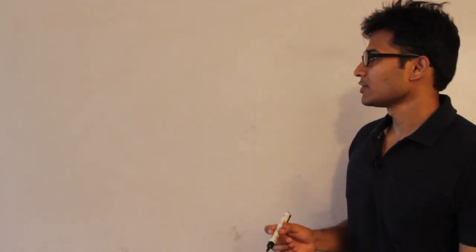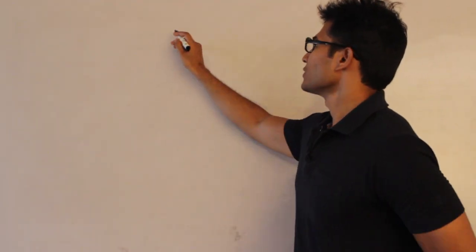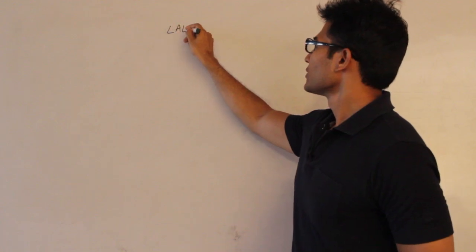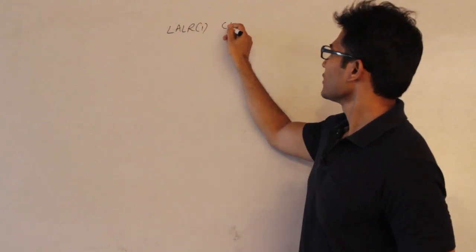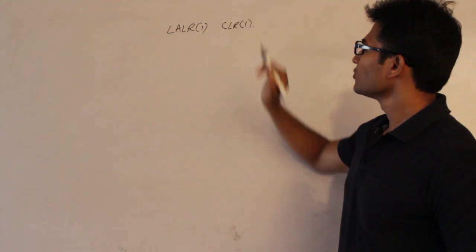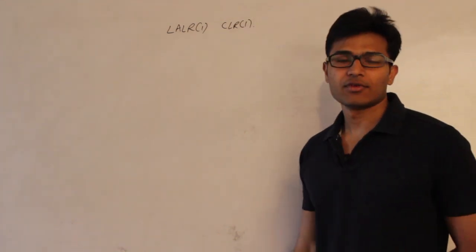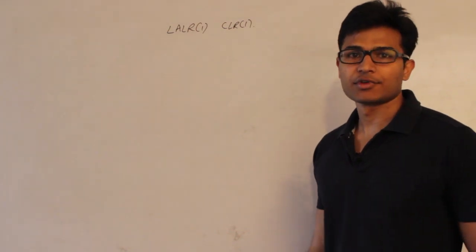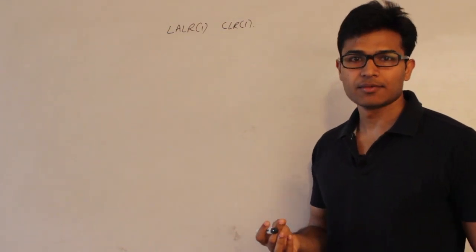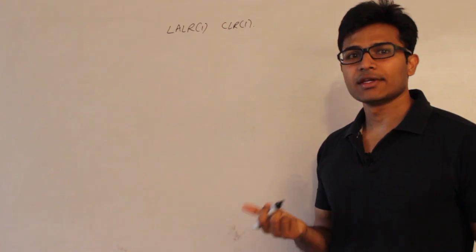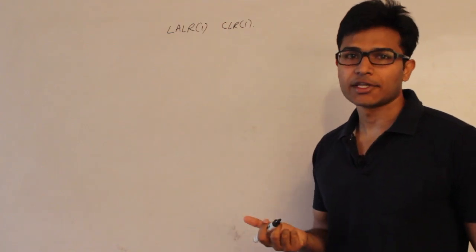Now let's see the next class of parsers. The next class of parsers are LALR1 and CLR1. These are the two parsers I wanted to construct, and as we have seen, for all the parsers the parsing procedure is the same, the parsing algorithm is the same. Only thing that is going to vary is the construction of parsing tables.